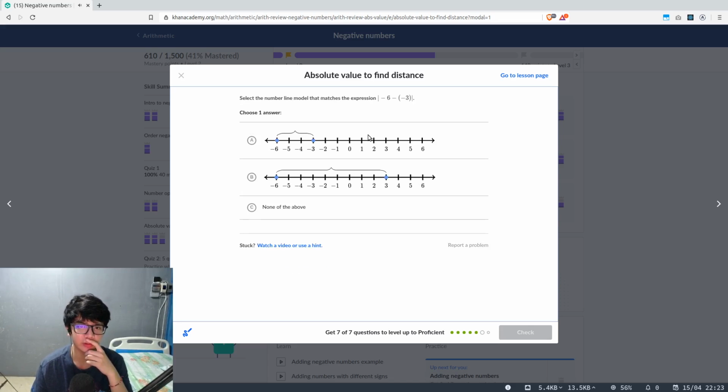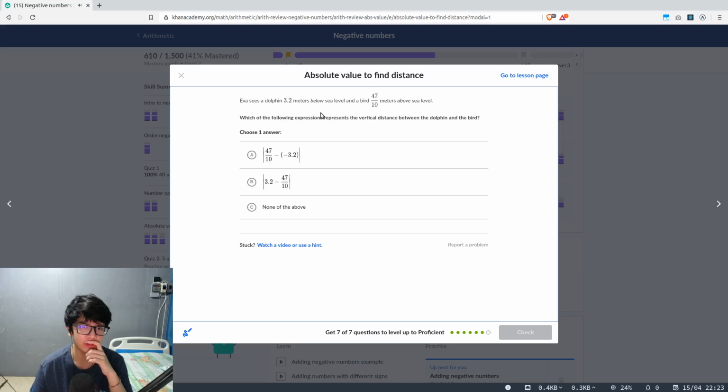Select the number line model that matches the expression negative 6 minus negative 3. I mean, oh, none of the above. Oh, it's this one. Negative 6 and this one. Yeah.